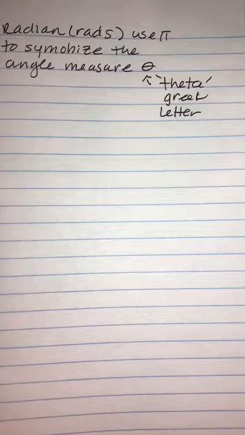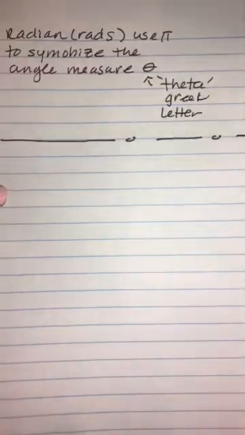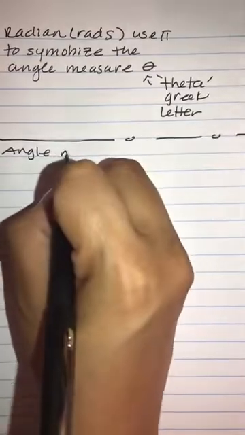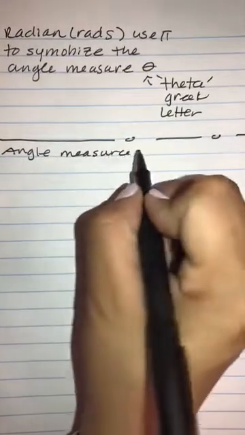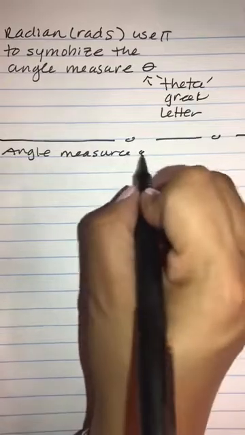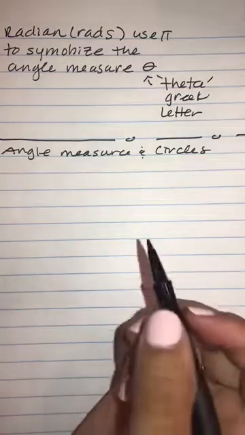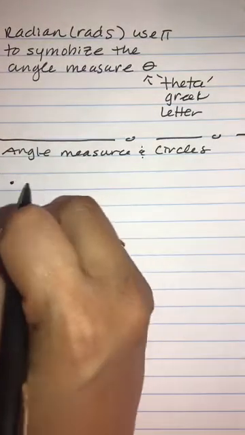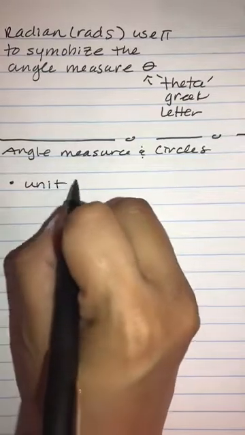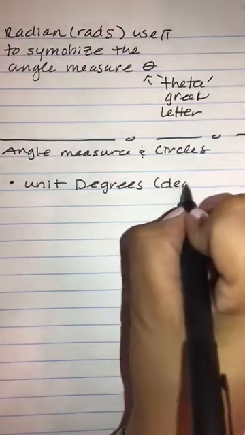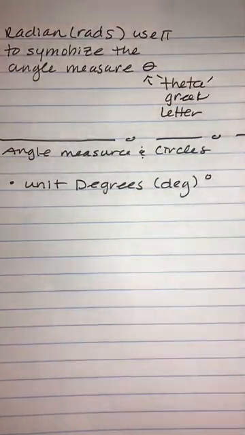Okay, let's just take a little break. I want to talk to you about angle measure and circles. We're going to use the unit degrees. It's DEG, or the symbol for degrees. And we're going to talk about degrees of circles.